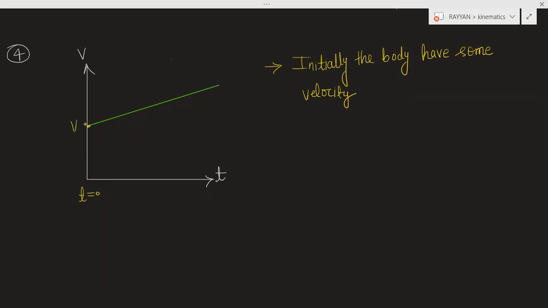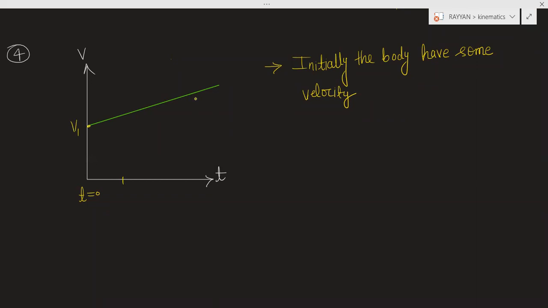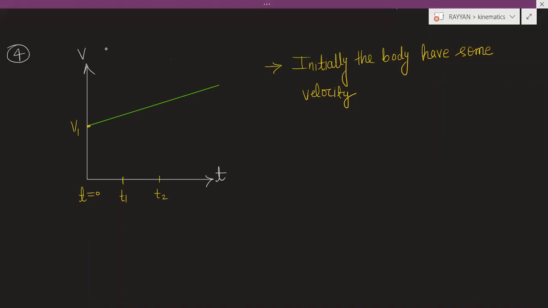Suppose this is v1 velocity. Now with time the velocity is increasing or decreasing? Increasing. Very good. So velocity is increasing. Now we will calculate the slope of this graph.